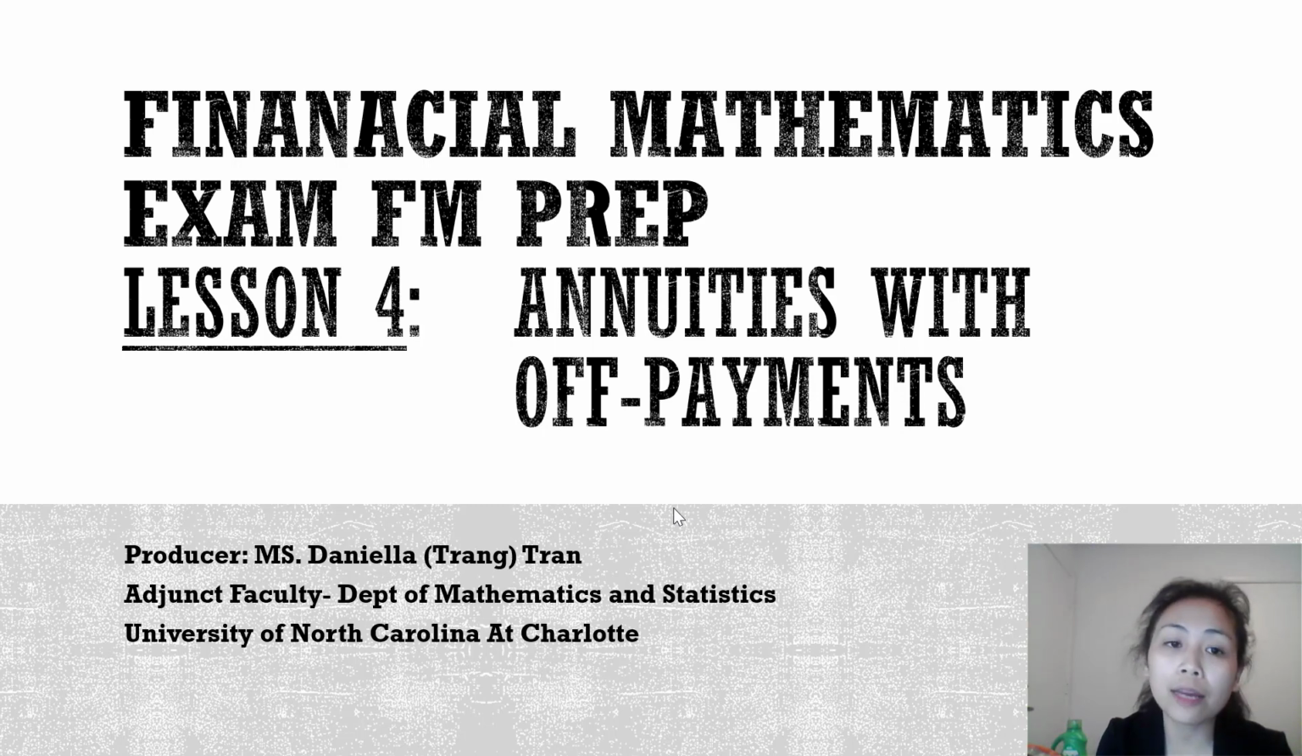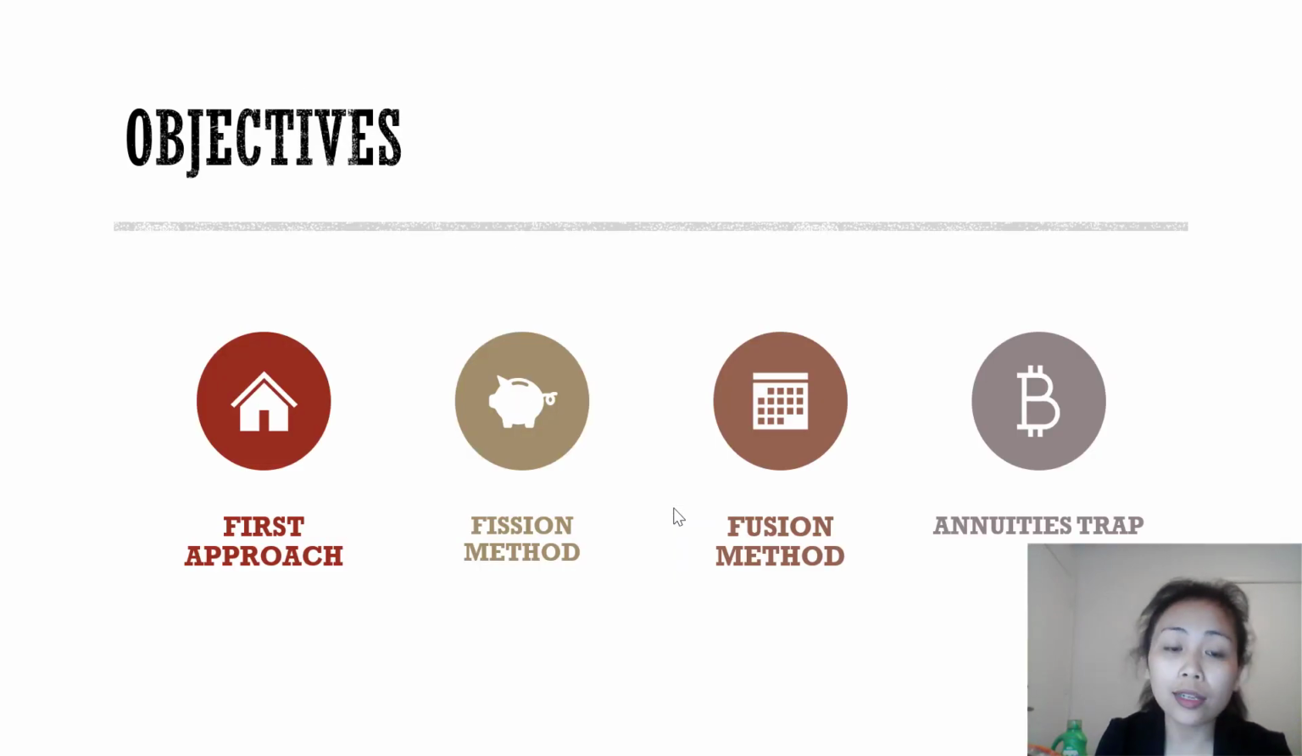Daniel's here and today I'm making lesson 4 in the series of financial mathematics and exam FM preparation. In today's lesson, I'll be talking about annuities with off payments. In the last two videos, I have shown you some basic annuities in which the periods of interest and the periods of payment are the same. So what if we have an annuity in which the periods of interest is different from the periods of payments? That is the lesson of today.